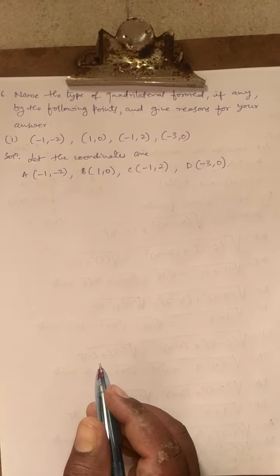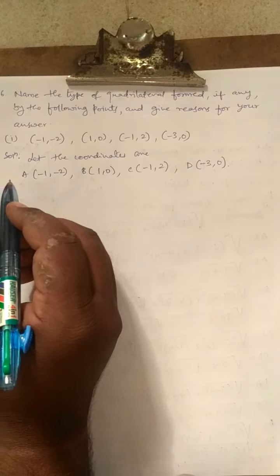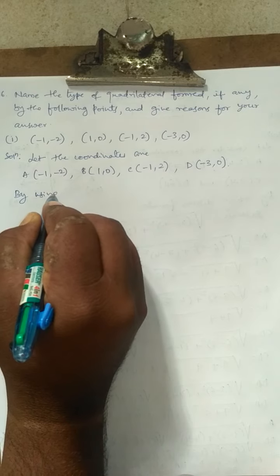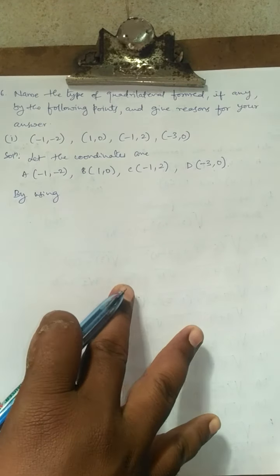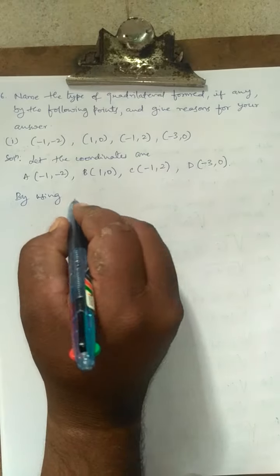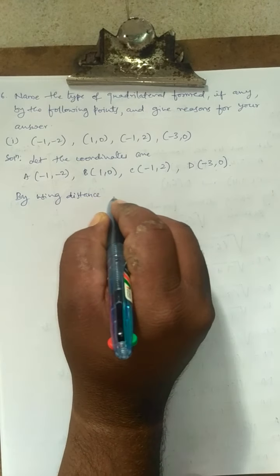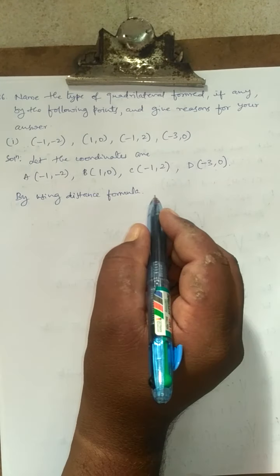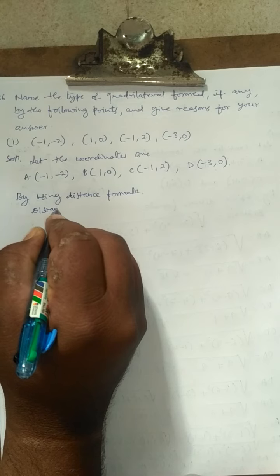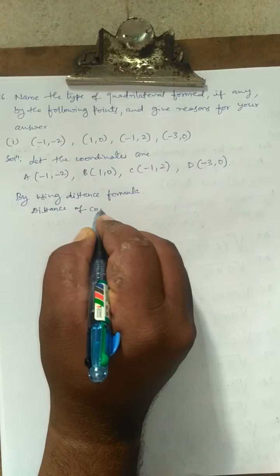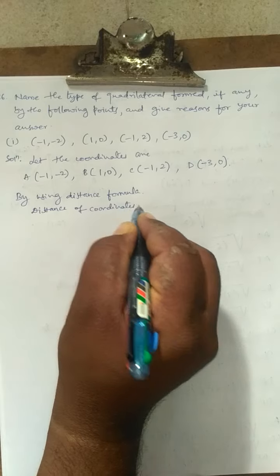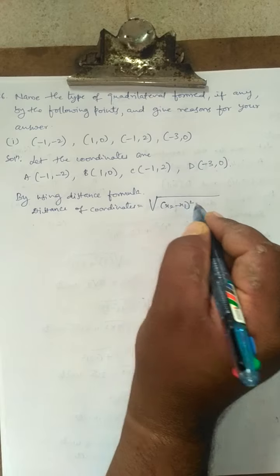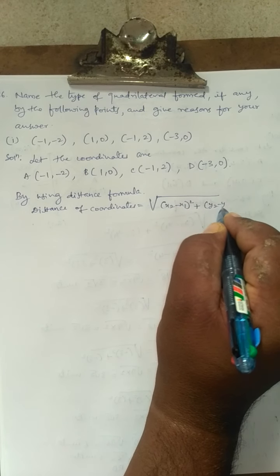So now, generally I am writing the distance formula common to all the distances. By using the distance formula, distance of coordinates is equal to under root (x2 minus x1) whole square plus (y2 minus y1) whole square.